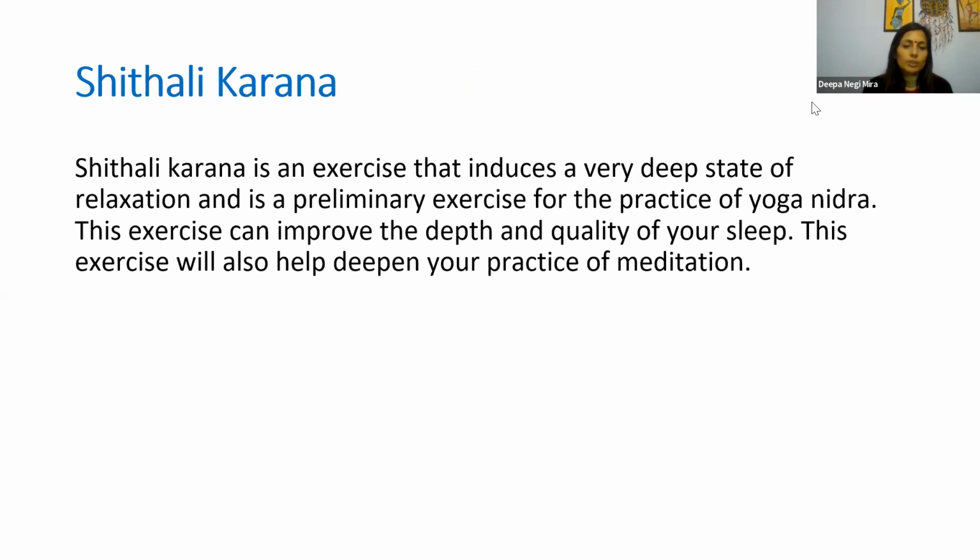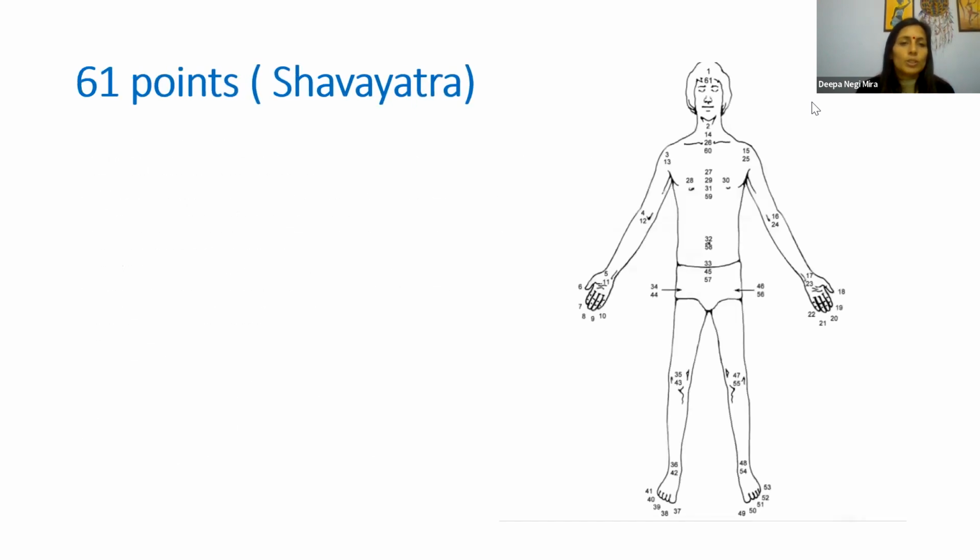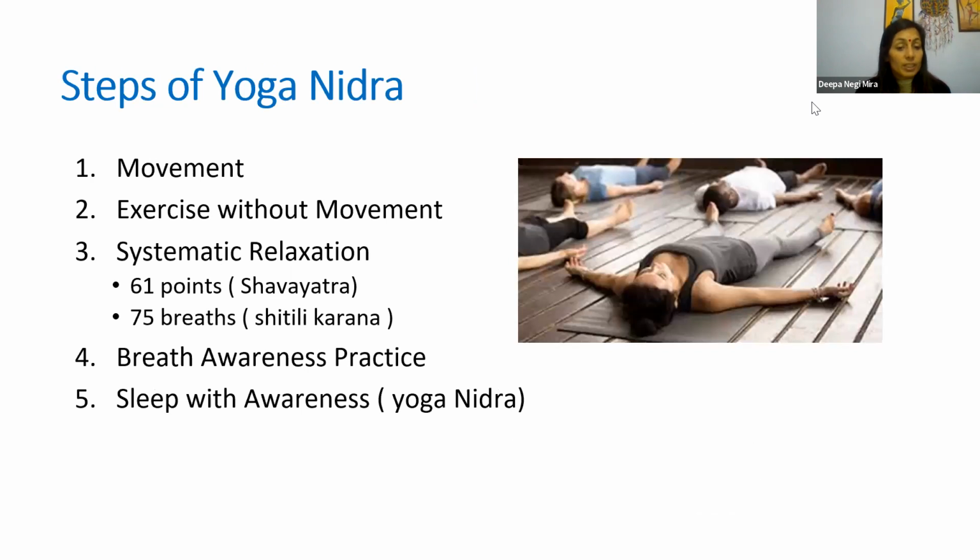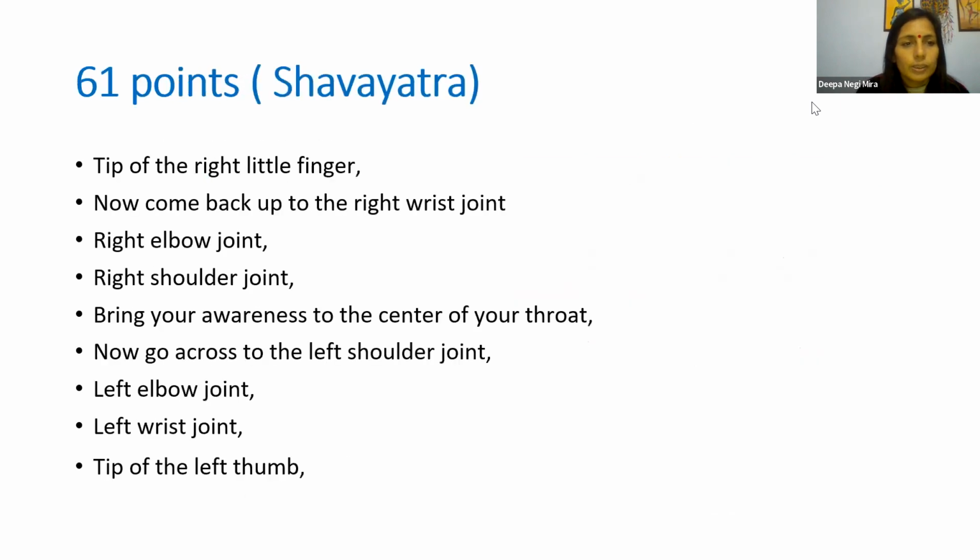Shitali Karan. Okay, so if you remember the steps we were talking about, the first step was movement, and then second was exercise without movement, and then the third had two parts: one was the 61 points of relaxation, and second was 75 points. So I'm taking you back to that. Here it's called Shitali Karan, where we are taking the 75 breaths. Okay, so just go through that.